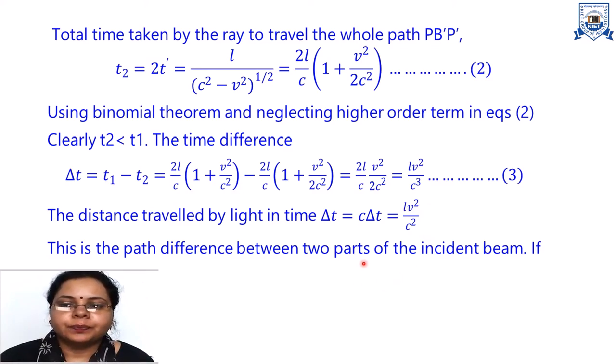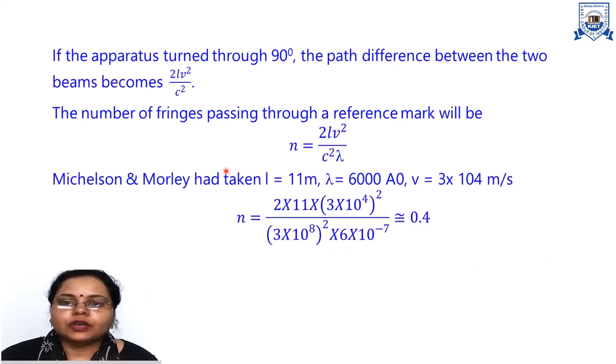Incident beam is split into two parts as we showed in the figure. One is the reflected ray and second is the refracted ray. Now if we rotate the apparatus through 90 degrees, the path difference between the two beams becomes 2LV square upon C square. Because earth is in motion and we exist on the surface of the earth, the apparatus is also kept on the surface of the earth. So if earth is in motion, then it will turn through different angles.